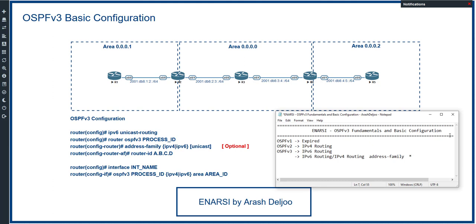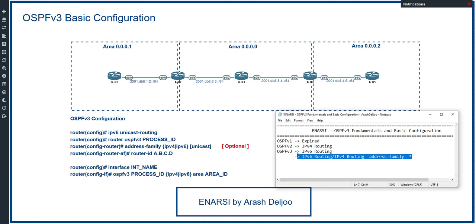Actually, the first version of OSPF version 3 should not be used in today's networks, because in most cases we are migrating from IPv4 to IPv6, and we need both IPv4 routing and IPv6 routing. Because of that, we should use only this method.